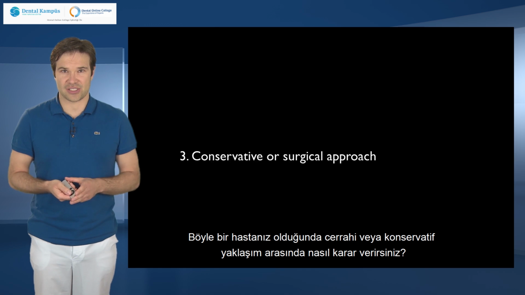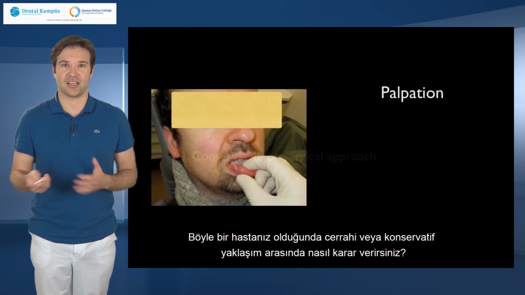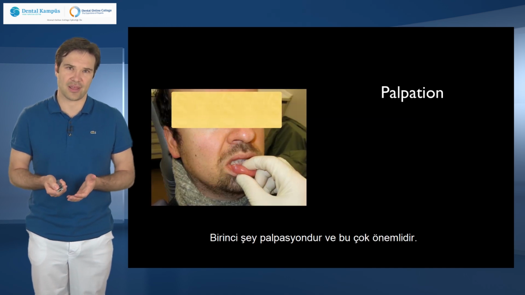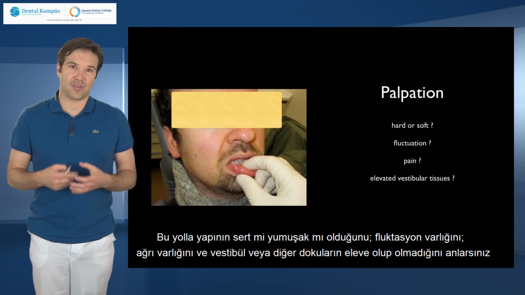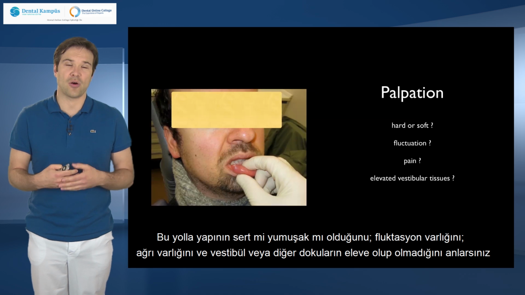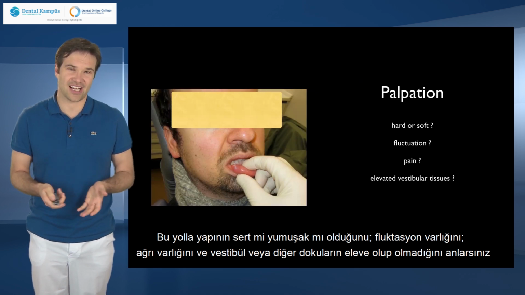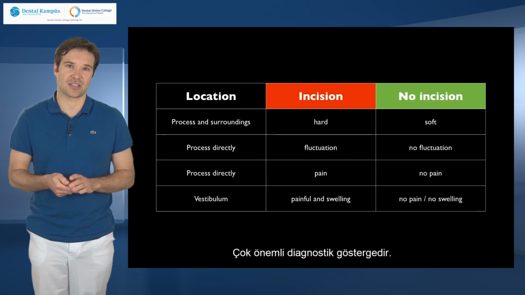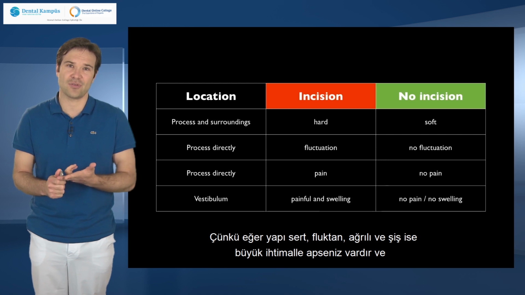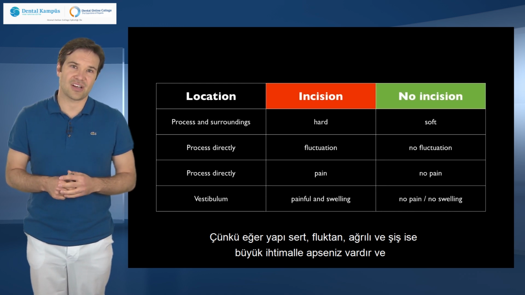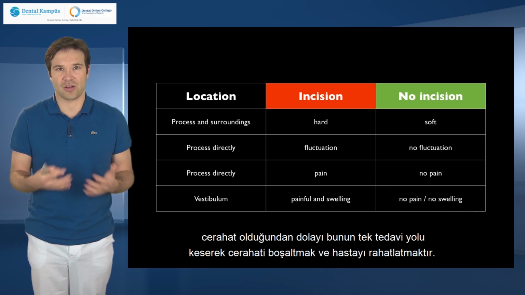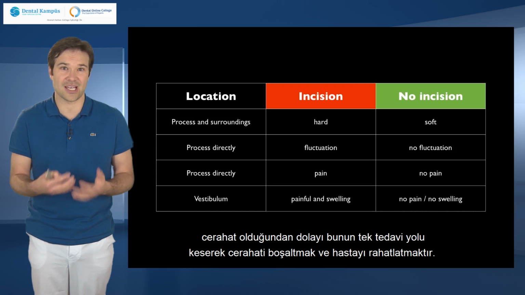Now, when you have such a patient, how do you decide between a surgical or a conservative approach? Well, one thing is the palpation, and that's a very, very important thing. With that, you can find out if the process is hard or soft, if you have a fluctuation, if you have pain, or if the vestibulum or other tissues are elevated. Very important diagnostic markers, because if it's hard, if it fluctuates, if it's painful and swollen, then it's very, very likely that you actually have an abscess, and the only cure for that, well, where you have pus, there you have to cut into it and relieve the patient.